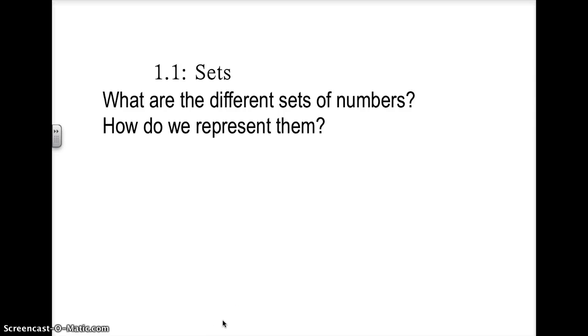Okay, so the very first section of the book is about sets and numbers, and it lays out every different number that we're going to talk about this year, just giving us the basis for what we're doing. So we're going to cover what the different sets are and how we represent them.